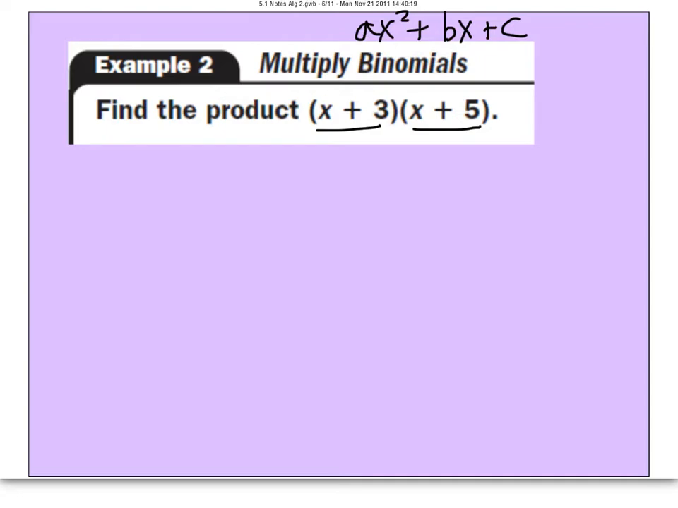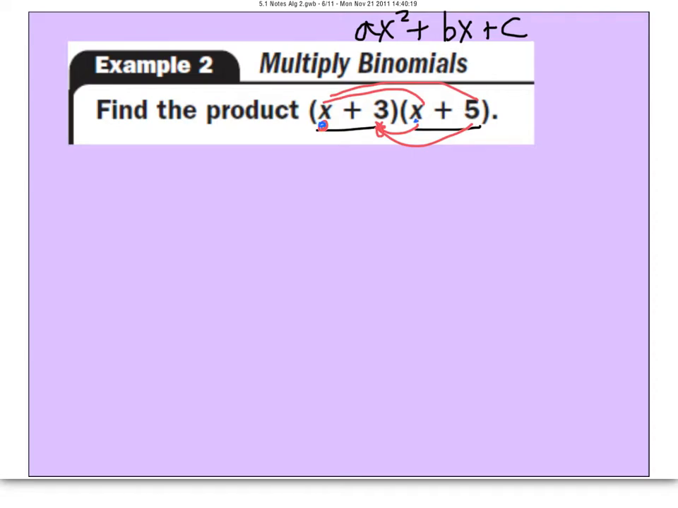So remember to multiply binomials. This guy here, that x, has to touch everything over in the other group. This 3 here has to touch everything over there. We call this distribution, by the way, or FOIL. Sometimes they'll say that for doing two binomials. Let's go ahead and do it.